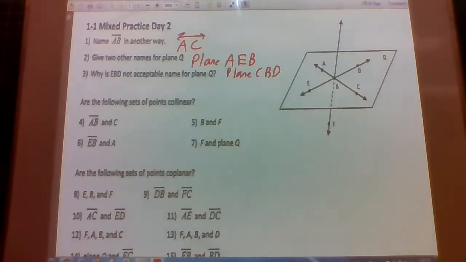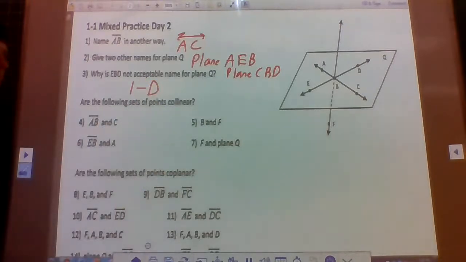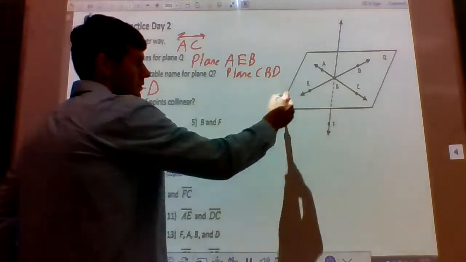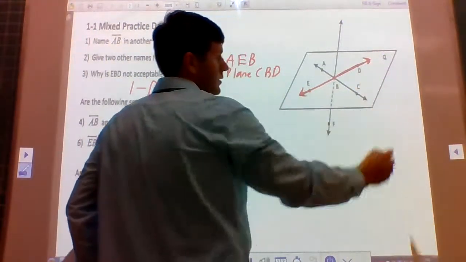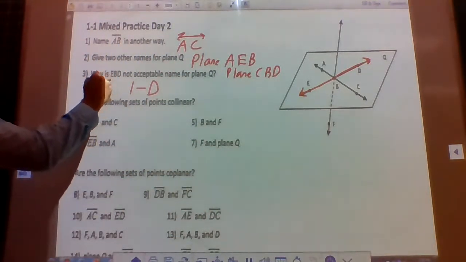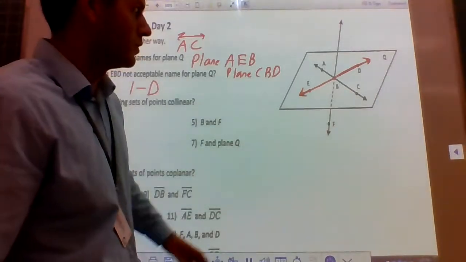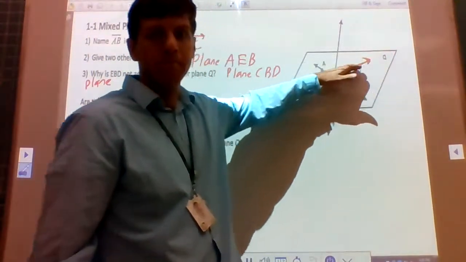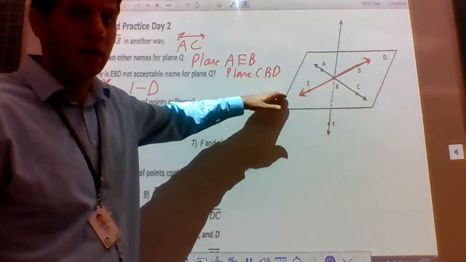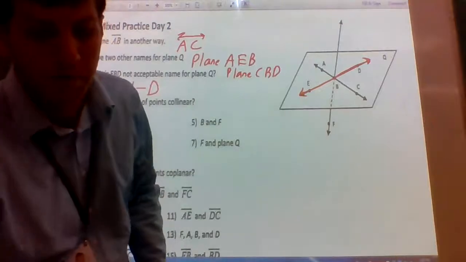Okay, why is EBD not an acceptable name for plane Q? That's what we just gave, because it's only giving us one dimension, right? Plane EBD. Well, the first reason it's not acceptable is because we don't have the word plane in front of it. The second reason it's not acceptable is because you only have one dimension. The other point could be F, and so your plane, right?